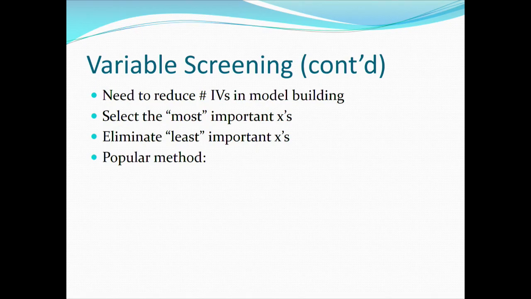So we want to reduce the number of independent variables in model building, select the most important x's, eliminate the least important x's. Not that we don't think these are important x's, but we just can't afford to keep them in the model. We've got to cut down on the number of variables. So the popular method for doing this is called stepwise regression. Okay?